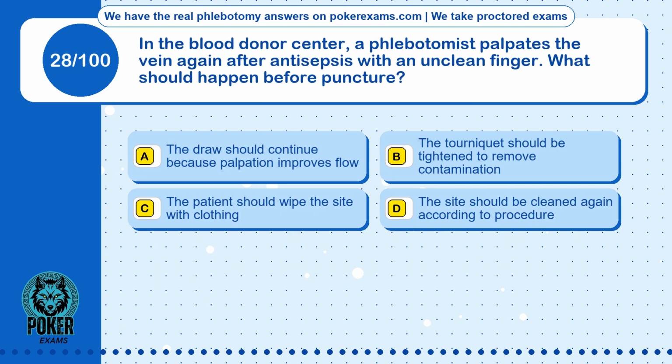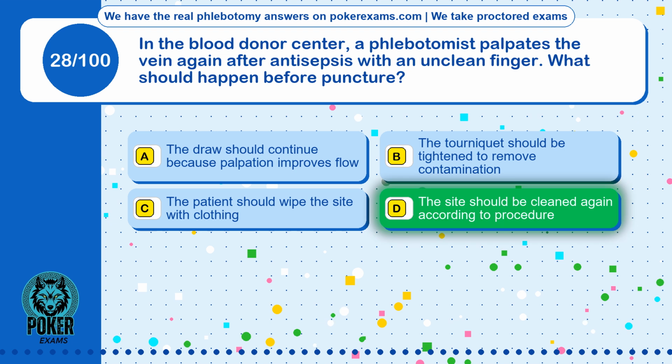Question 28. In the blood donor center, a phlebotomist palpates the vein again after antisepsis with an unclean finger. What should happen before puncture? Option A. The draw should continue because palpation improves flow. Option B. The tourniquet should be tightened to remove contamination. Option C. The patient should wipe the site with clothing. Option D. The site should be cleaned again according to procedure.